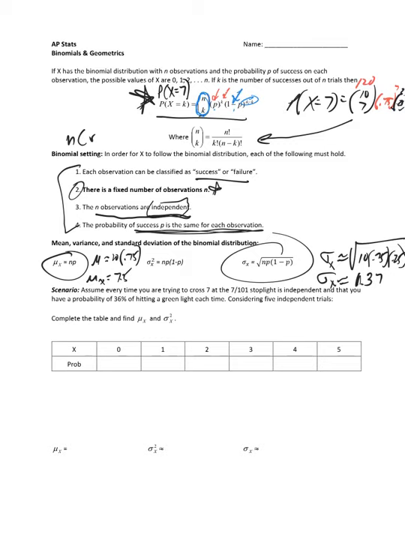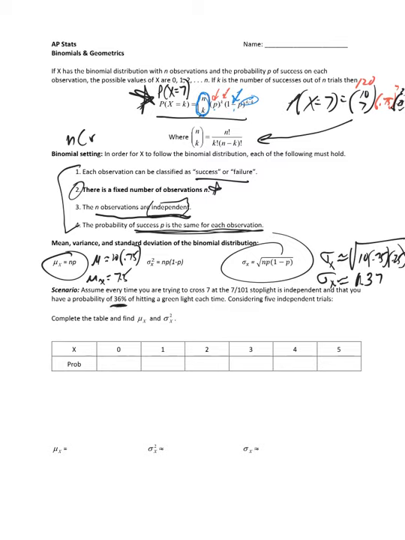Okay, so let's look at this scenario quickly, just to talk about what it looks like in formula and to talk a little bit about the shortcuts that we can use with the calculator. So the scenario here: assume every time you're crossing at the 7 and 101 stoplight is independent, and that you have a probability of 0.36 or 36% of hitting a green light. So you consider 5 trials.